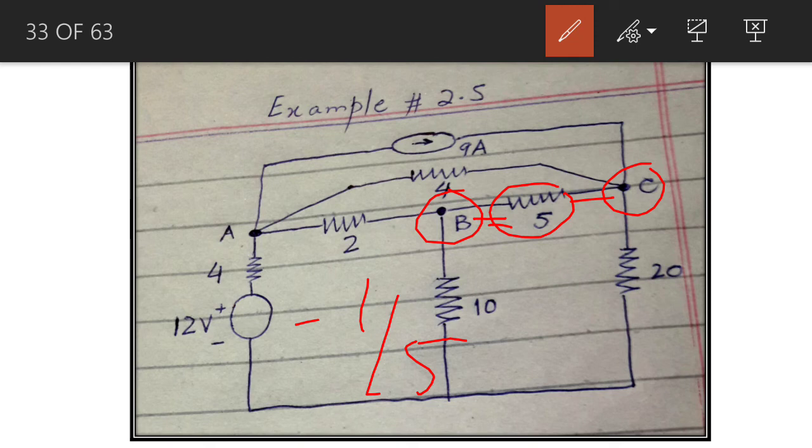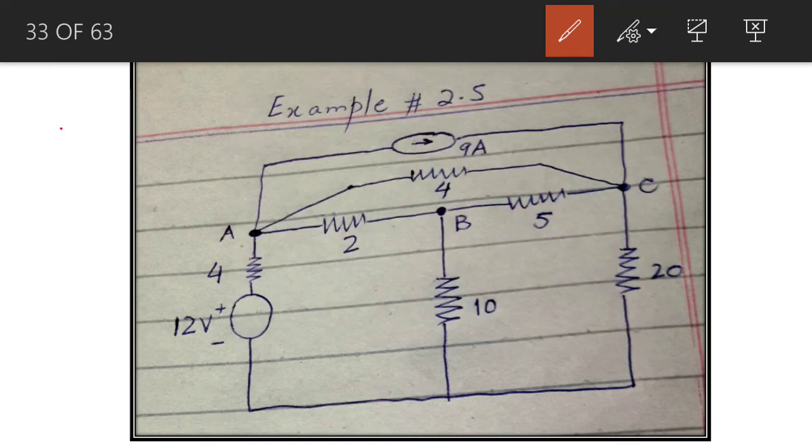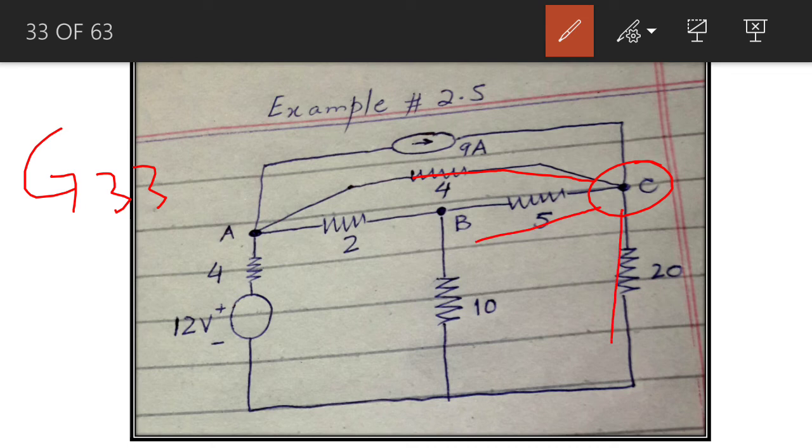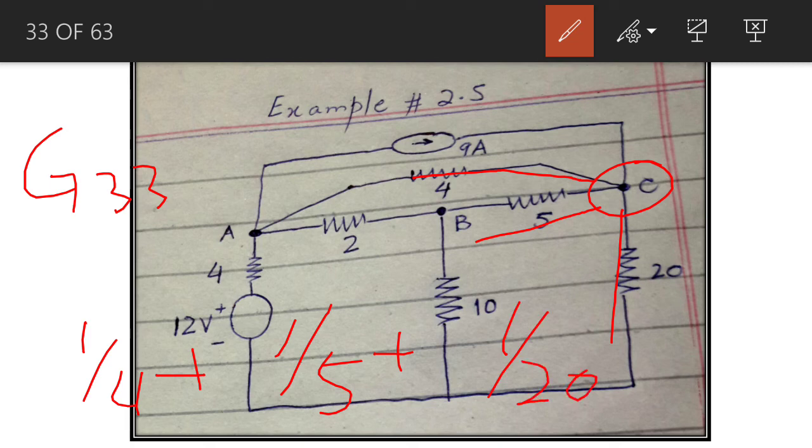So finally we calculate G33, and for the calculation of G33 we consider all the resistors which have been connected to the third node of the given circuit. So the resistor of 4 ohm, this resistor of 5 ohm, and this resistor of 20 ohm have been connected to the third node. So G33 will be equal to 1 over 4 plus 1 over 5 plus 1 over 20. This is your G33.